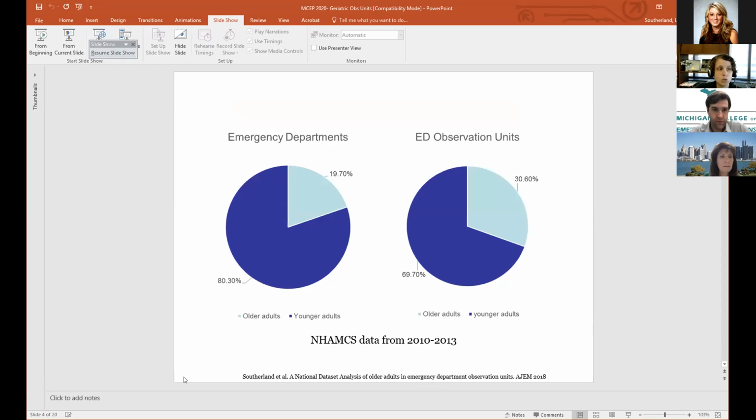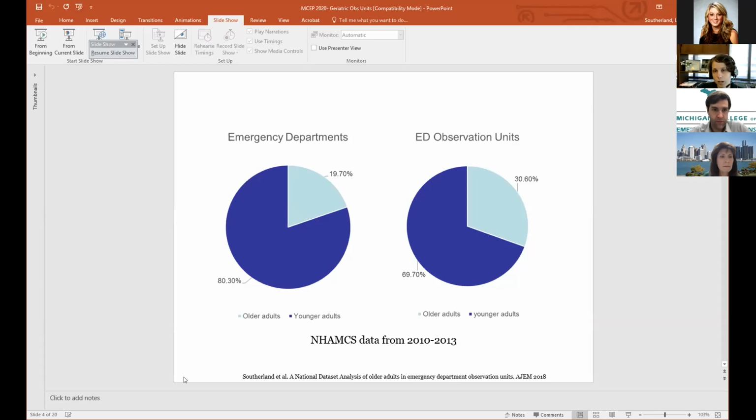So why do we think about older adults in observation? Well, because you're already seeing them in your ED. And this is the national NHAMCS data that you'll see that 1 in 5 patients in EDs are older adults. But what you see with that is even though it's 1 in 5 that walk through your door are older adults, they're taking up a disproportionate amount of time.